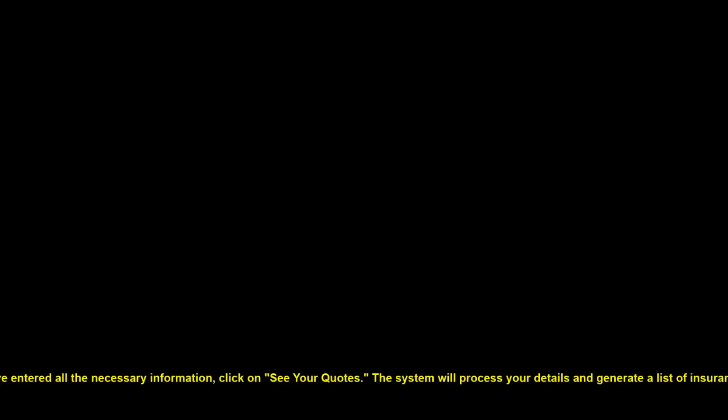Next, indicate whether the property is currently occupied or vacant. You will need to answer questions about the number of units and the type of tenants you usually have. Once you've entered all the necessary information, click on See Your Quotes. The system will process your details and generate a list of insurance.